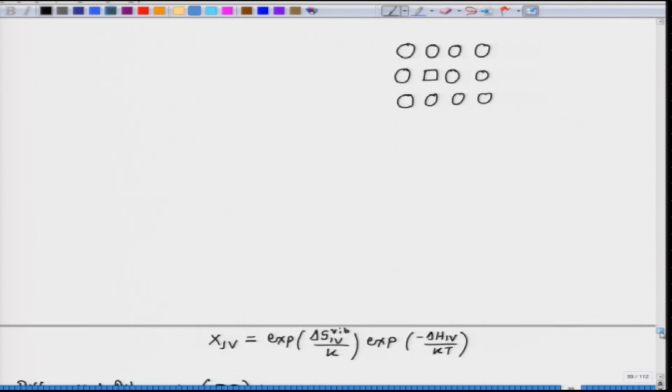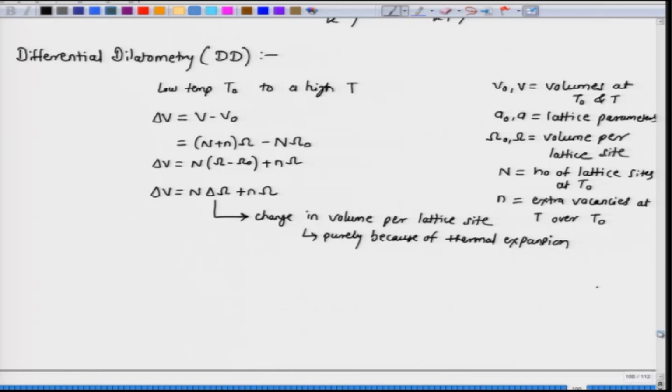But when a site is vacant, locally the interactions are not balanced, and so the surrounding atoms will tend to fall into this vacant site. So, that will give rise to some change in the volume because of creation of a vacancy. So, these atomic rearrangements will cause some change in volume, but that change in volume per lattice site will be negligible. So, we can neglect that.